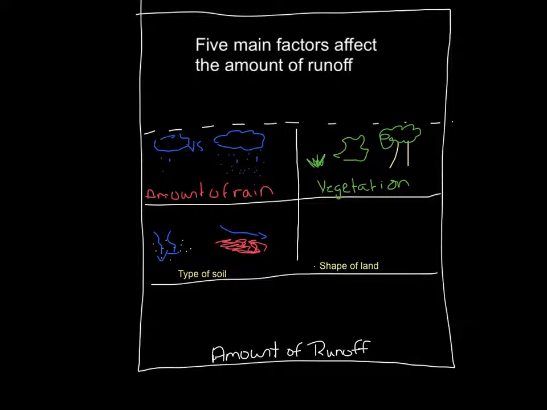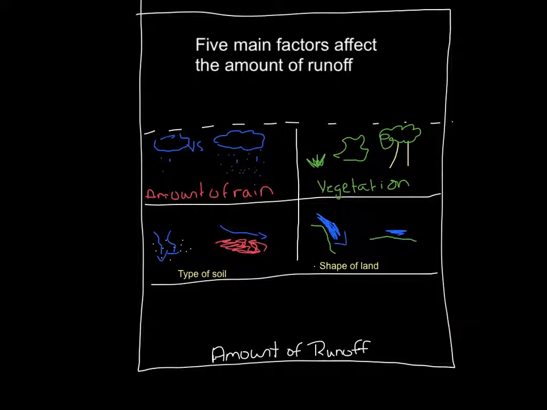So if I have really steep land, then more water is going to run off than if I have land that's pretty flat. The water's just going to pool. It's going to sit there. So the shape of the land also affects the amount of runoff.